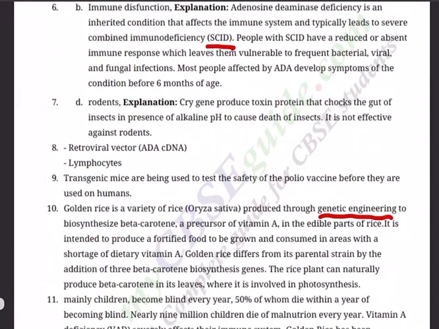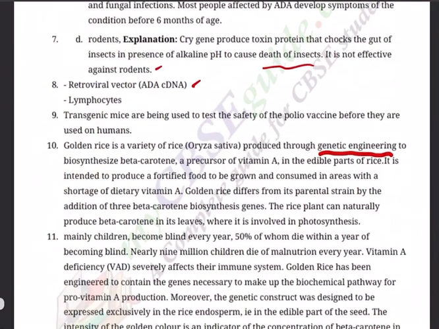Question 7, D, rodents. The Cry gene produces a toxin protein that chokes the gut of insects in the presence of alkaline pH to cause death of insects. It is not effective against rodents. It is very, very effective against all the insects but not rodents. Question 8. Retroviral vector, ADA cDNA, lymphocytes. Question 9.